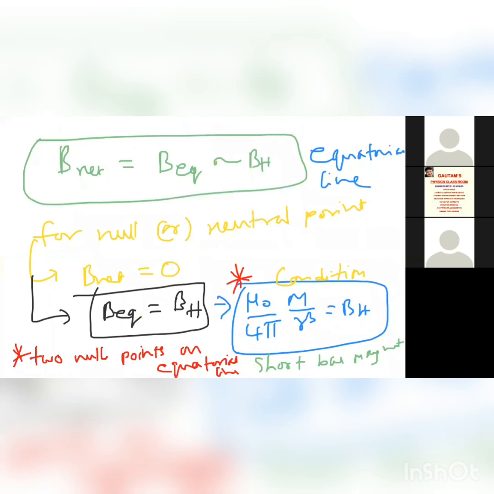Any doubt till here? Are you clear with this idea, beta? North pole facing towards the geographic north derivation, and these are the conclusions. North pole of the magnet facing towards geographic north.